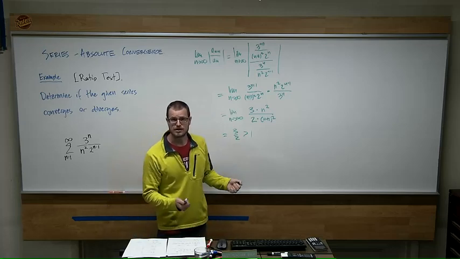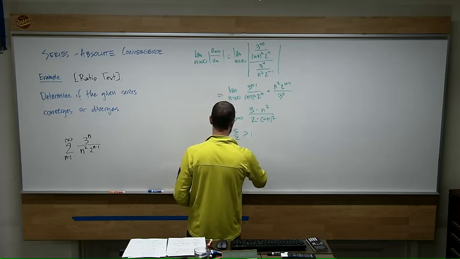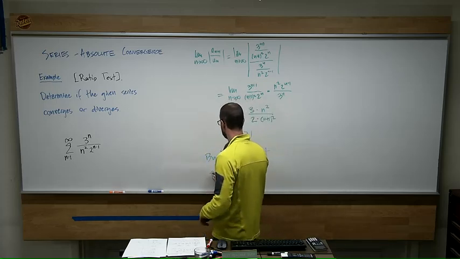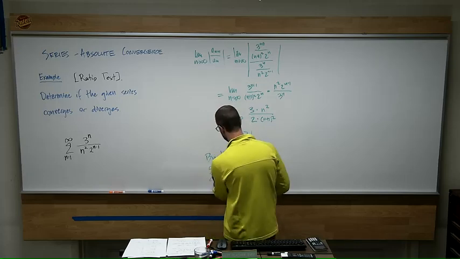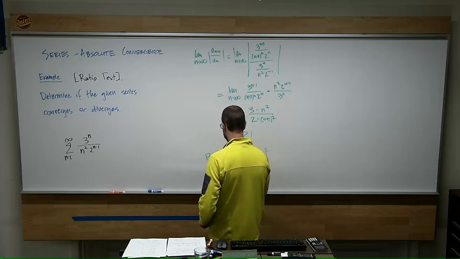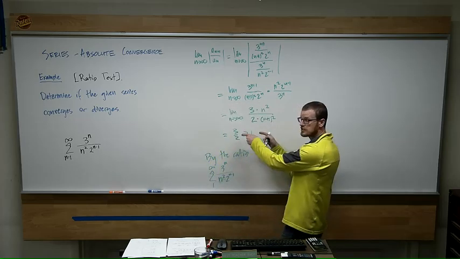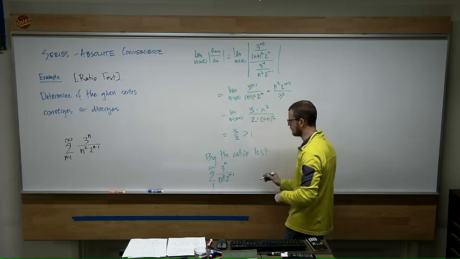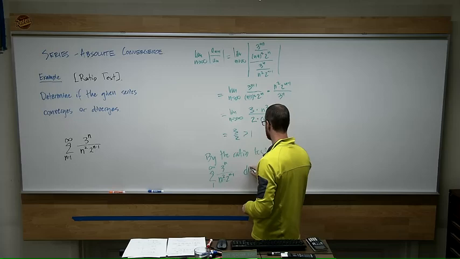So this tells us that by the ratio test, the series of interest here, the sum from 1 to infinity of 3 to the n divided by n squared times 2 to the n minus 1. So this is larger than 1, and when the limit is larger than 1, we have divergence. So by the ratio test, this series diverges.